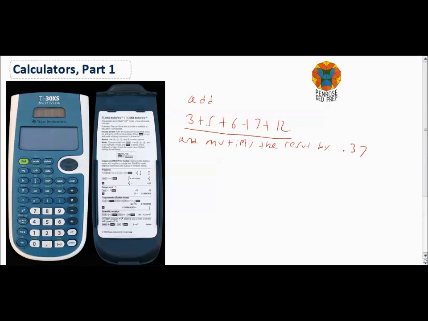It's not hard to add all these up. We just keep hitting plus. 3 plus 5 plus 6 plus 7 plus 12 and so on. And then hit enter, and we get 33. So we hit enter, we get 33 out.